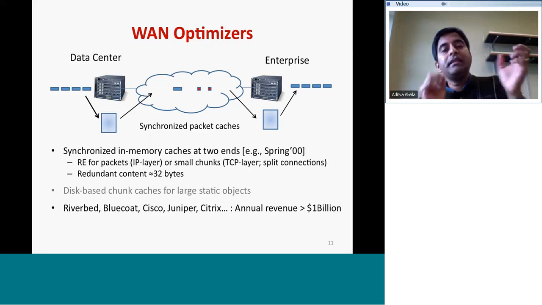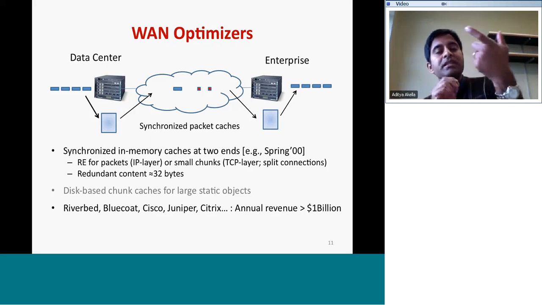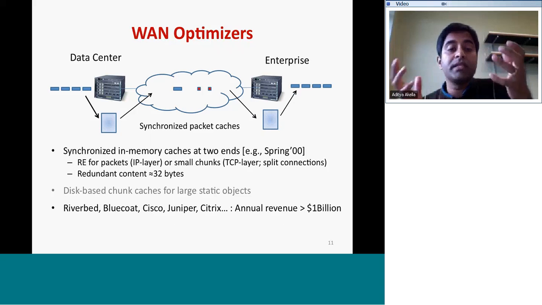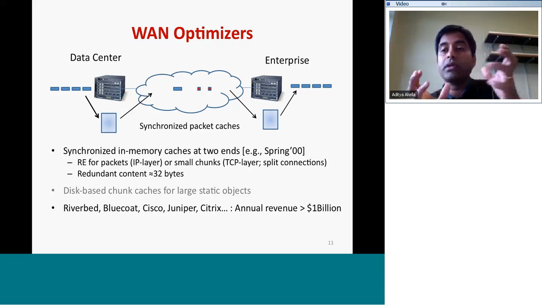So these chunks and the matches that you see can be for content as small as 32 bytes, and you can also do it for chunks of content. For example, 10 kilobytes worth of content. So these chunks can be arbitrarily sized.